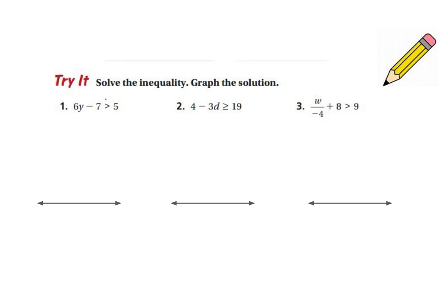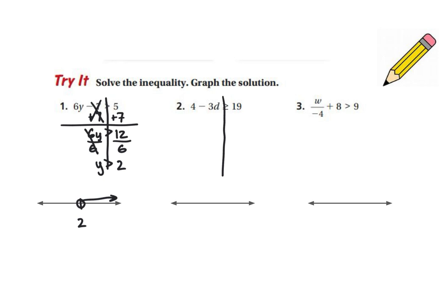We set all of these up the same as we always have, with a line down the middle, and we undo addition and subtraction first, so we'll add 7 to both sides. The opposites cancel out, leaving you with 6y is greater than 12. And then we divide both sides by 6 to undo the multiplication. 6 over 6 cancels because it's 1. So y is greater than 2. It'll be an open circle at 2 with an arrow going to the right.